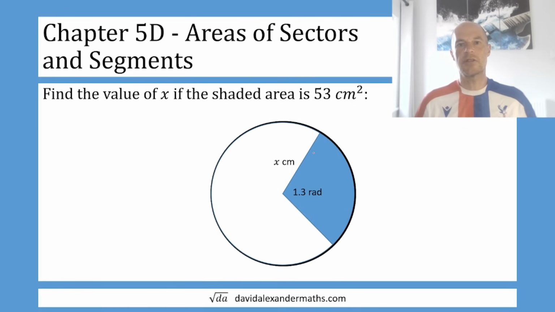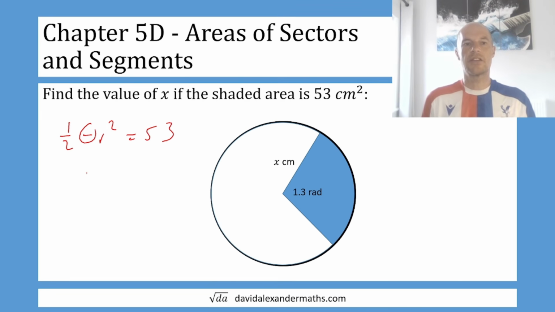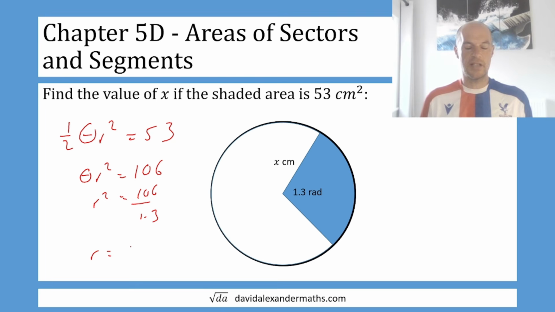Okay, so here what we're trying to do is work backwards, so it shouldn't be too difficult. We know that 1/2 theta r squared is the formula for the area of a sector, and we know the area of the sector is 53. Whenever I've got a formula with a half in, I just double the answer, so that's going to be 106. So r squared is going to be 106 over 1.3, and 106 divided by 1.3 is 81.5, so r is the square root of that, 9.03 centimetres, to 2 decimal places.